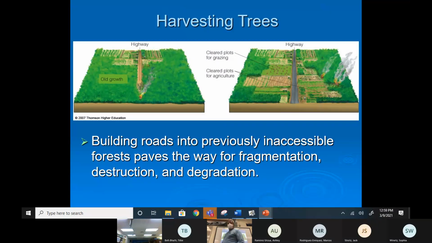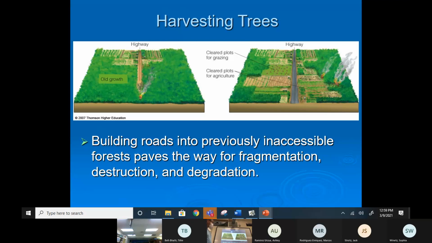One thing that we've observed is that as we build a road to access new parts of the forest, we're just going in there to get to something. We're not going to develop the whole thing, but development usually follows. The forest gets fragmented, or it even gets deforested completely.